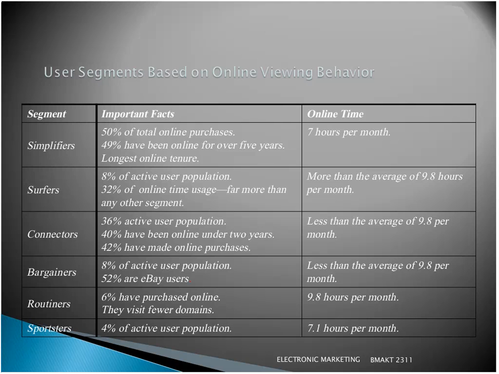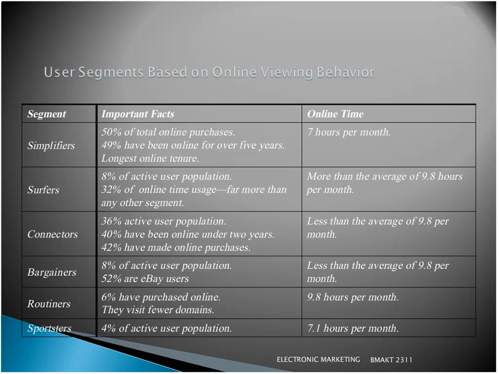We have surfers: 8% of the active user population, 32% of online time usage, which is more than any other segment and more than the average of 9.8 hours per month that they use the internet. Connectors: 36% of the active user population, 40% have been online under 2 years, and 42% have made online purchases, less than the average of 9.8 hours per month. Bargainers, again, 8% are active users, 52% even users. Less than the average of 8 hours per month again.